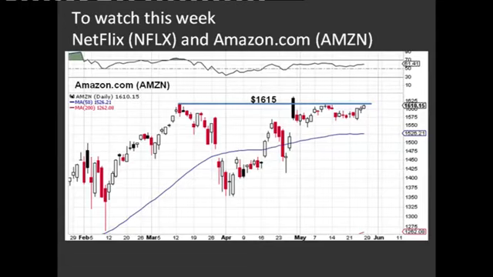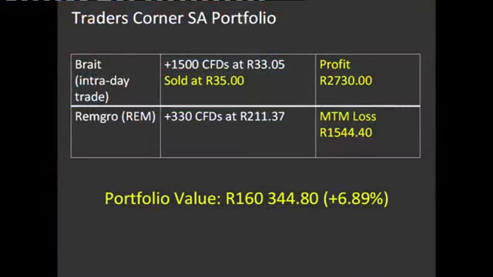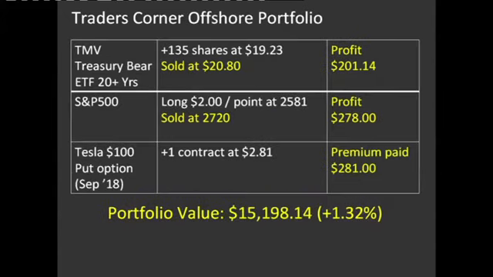Great. So we're almost out of time. Let's check in on the SA and overseas portfolios. Yeah, so the SA portfolio is slightly off from last week. We still are long a position in Remgro here, which is underwater for us at the moment. The portfolio is up 6.9% for the year to date. And in the offshore portfolio, there are no changes this week, still up 1.3% for the year to date.